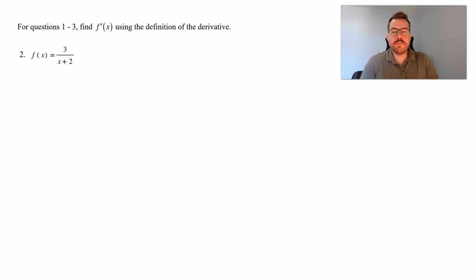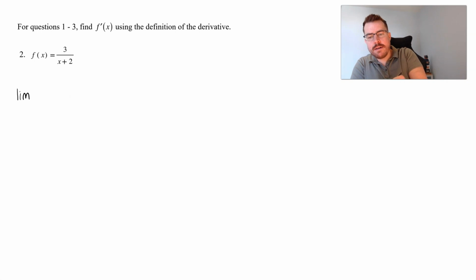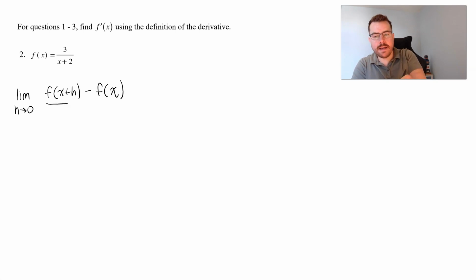Let's take a look at question number 2 here. Now, the directions for this question say to find the derivative of f using the definition of the derivative. So first off, let's just do a little reminder here. The definition of the derivative is the limit as h approaches 0 of f of x plus h minus f of x all over h.